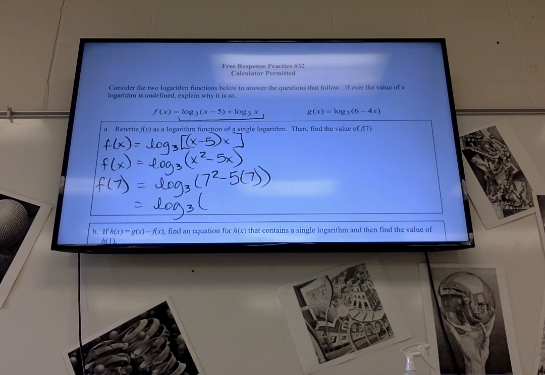That's log base 3 of what? 14. Now, I'm okay with that answer, but it might be a multiple choice question somewhere along the way that says it wants a decimal answer. And I can't just hit log of 14 because this is log not base 10, but log base 3.